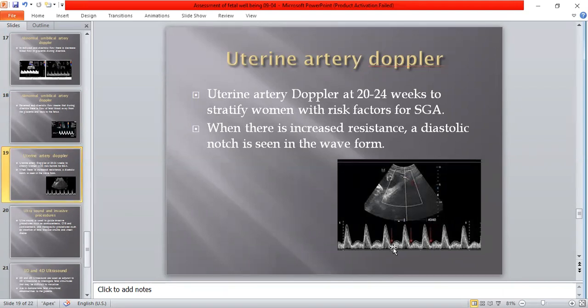Uterine artery Doppler is mostly performed in patients with risk factors for small for gestational age. For example, patients with chronic hypertension, patients with early onset pregnancy-induced hypertension, patients with a previous history of preeclampsia or eclampsia, patients with a history of thromboembolism, or diabetic patients with vasculopathies.